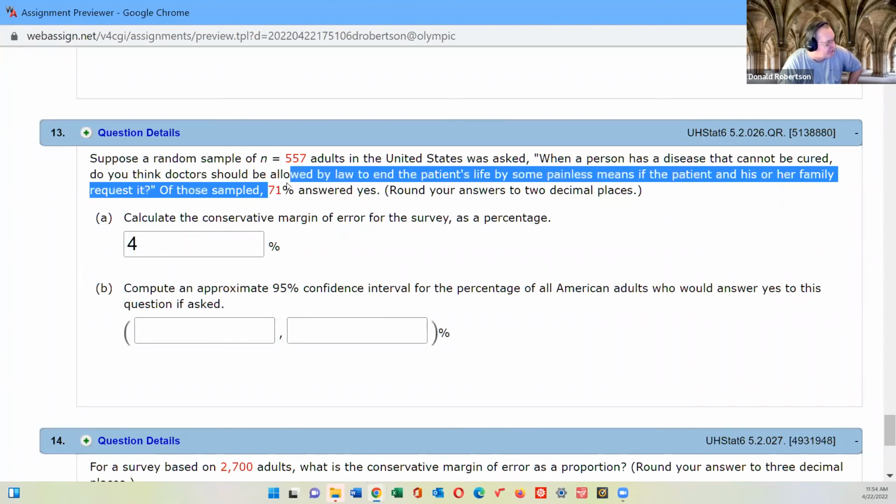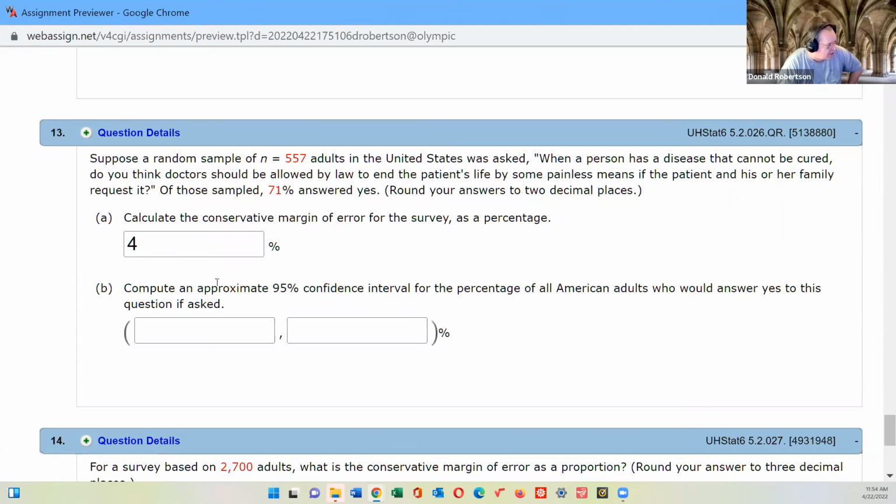Now, 71% answered yes. Compute an approximately 95% confidence interval. Do you see when you take the answer plus or minus a margin of error? That interval that I got, in the question we did, that is a 95% confidence interval. What that means is we're 95% sure the real answer is in that interval. So I'm going to do 71 take away 4, which I believe is 67%. And 71 add 4, which is 75%. And that would be the answer.